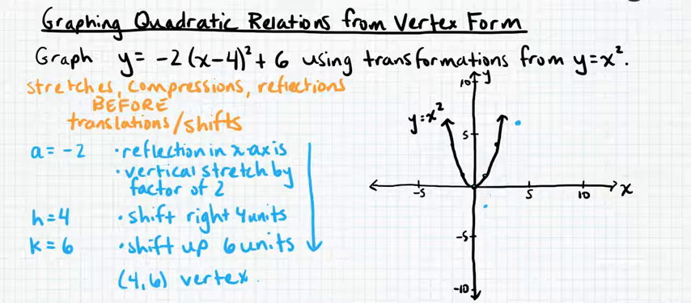So we'll just erase that in between point there. Okay, so that's not the final graph yet. I still need to take this point and shift to the right 4 and up 6. 1, 2, 3, 4, 5, 6. So the final point is here.